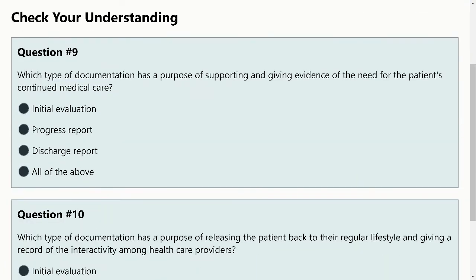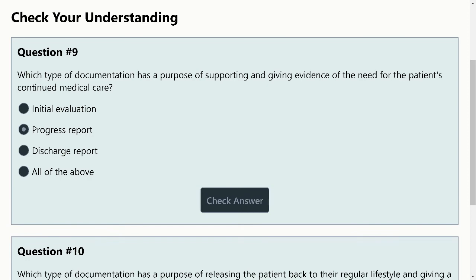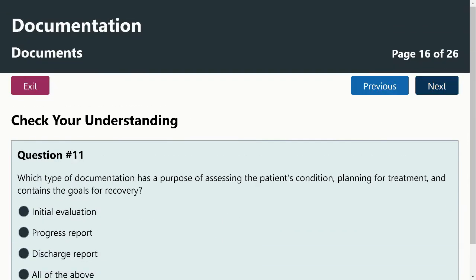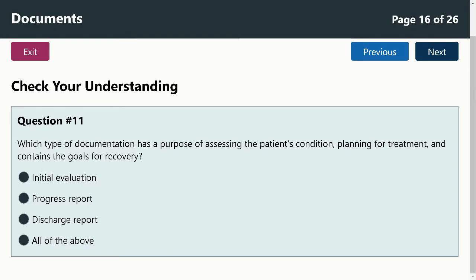Which type of documentation has a purpose of supporting and giving evidence of the need for the patient's continued medical care? Right. Which type of documentation has a purpose of releasing the patient back to their regular lifestyle and giving a record of the interactivity among healthcare providers? Discharge. Which type of documentation has a purpose of assessing the patient's condition, planning for treatment, and contains the goals for recovery?